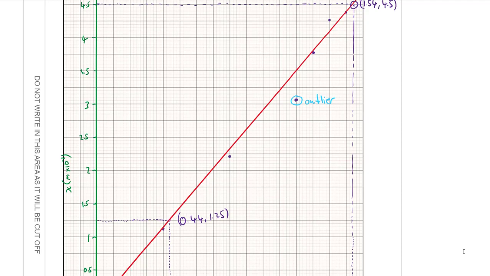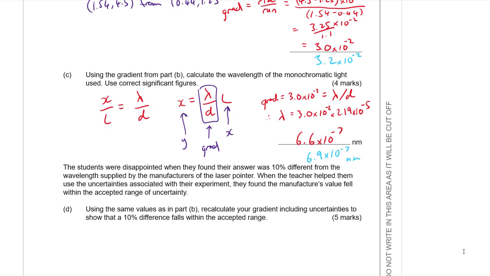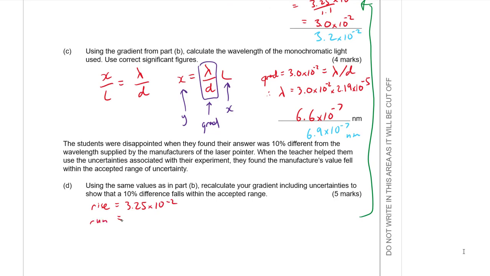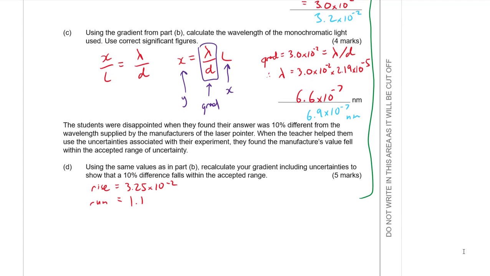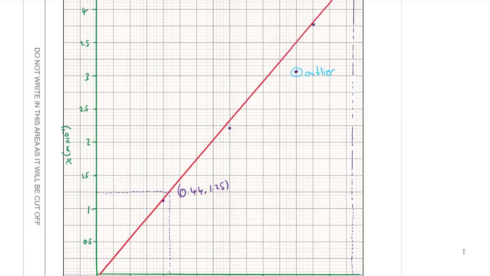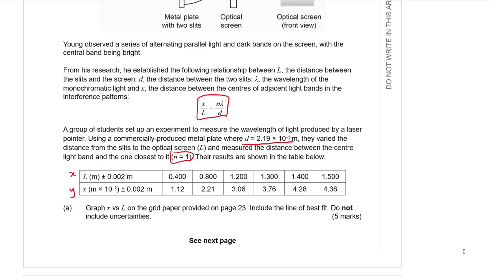So if I just have a look at my range here, I've got it written here. So they're saying to use your values of part B. So what I'm going to pick at are these values here. So the range for the rise was 3.25 times 10 to the negative 2. And then once I did that, we get the range of the run, and that was 1.1 meters. Now the uncertainty in the rise, and this is where what they do in the answer key I don't particularly agree with. The uncertainty in the rise, they're saying, is related to the uncertainty in your y values here. So the uncertainty in that length, 0.002 meters for that one and 0.002 meters for that one.